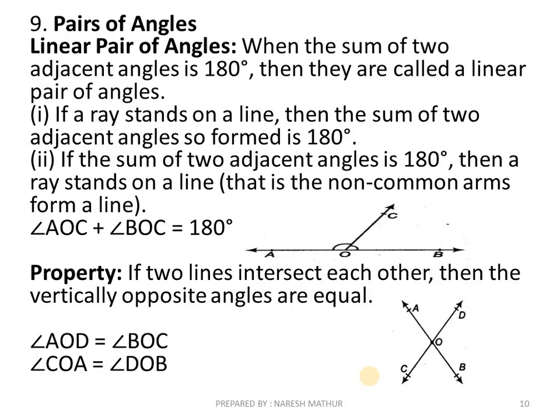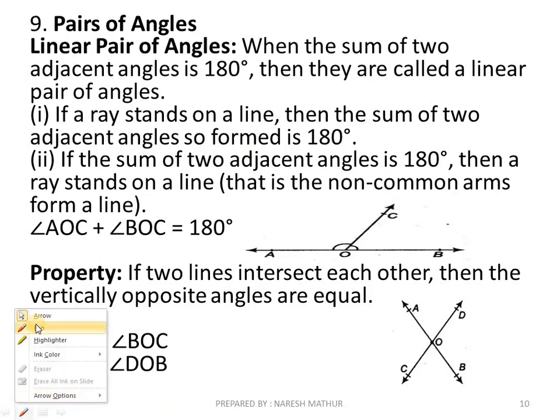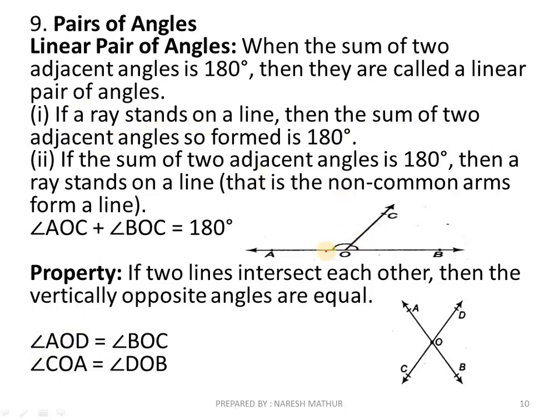Then pair of angles, that is linear pair of angles. If a ray stands on a line, then the sum of the two adjacent angles formed is 180 degrees. So the linear pair of angles can be on a straight line or on intersecting lines as well. So here angle AOC plus angle BOC equals 180 degrees, and here angle AOC and angle BOC, the sum of these angles will also be 180 degrees, and of course vertically opposite angles will be equal.